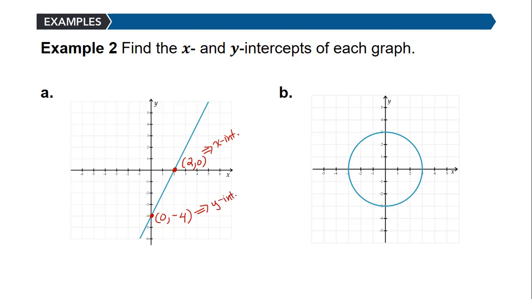Then I have a graph of a circle that crosses the x and y-axis in 2 points, crosses the x-axis at 3 and -3, and also the y-axis at 3 and -3. To find my x-intercepts, I'm just going to identify these points on the x-axis, which are 3, 0 and -3, 0. And then my y-intercepts are 0, 3 and 0, -3.